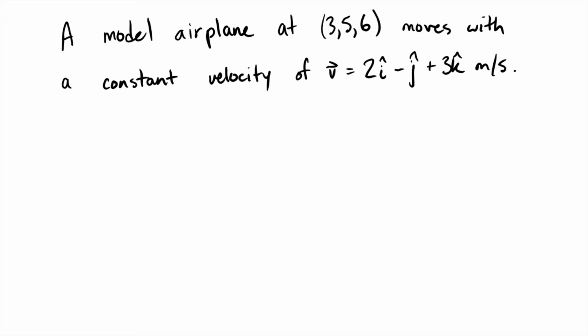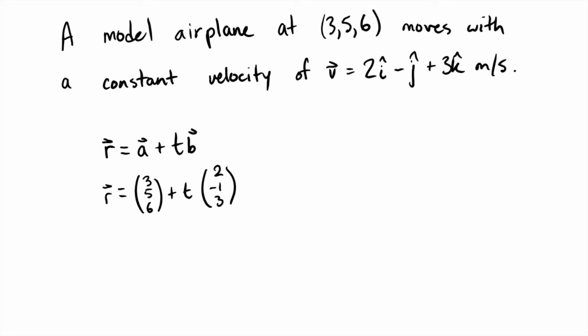And that's in meters per second. So if I wanted to come up with a general equation that represents the position of this plane, I would use that equation we had just written out, r is equal to a plus tb, and I'm going to pop those vectors into their appropriate positions to get a good vector equation here. And so I get the vector equation r is equal to (3, 5, 6) plus t times (2, -1, 3).